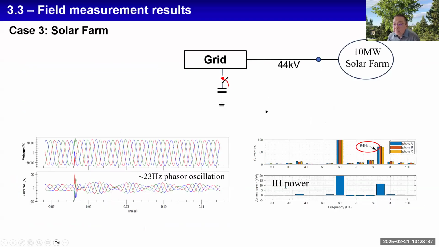The third case is a solar farm. When a capacitor is energized, it sets up a resonance at a certain frequency, I think the interharmonic frequency. Therefore, this solar farm started to oscillate. Here is the capacitor switching. Then you can see the oscillation of the current. The voltage is also distorted. You can find that there is an 84 Hz interharmonic here. So you get interharmonic power injecting into the grid. Clearly, the solar farm is the oscillating source injecting.